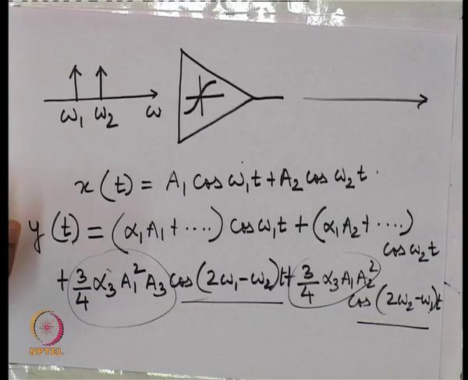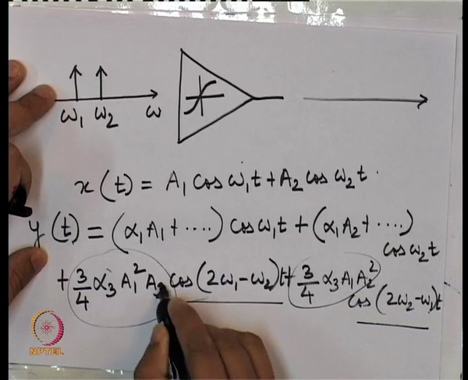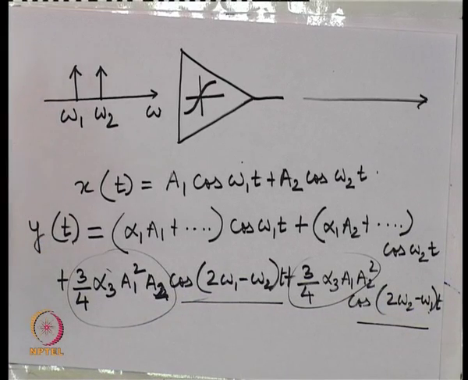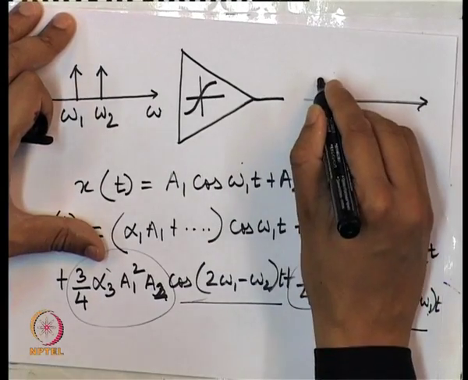Okay. Sorry, let me correct that: A1 square A2. This will be A2. This is A1 A2 square. Okay, just this small correction.